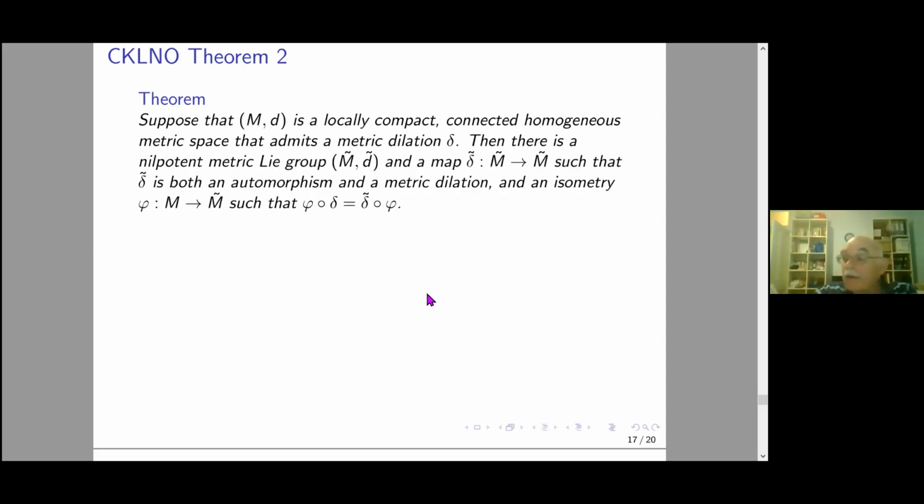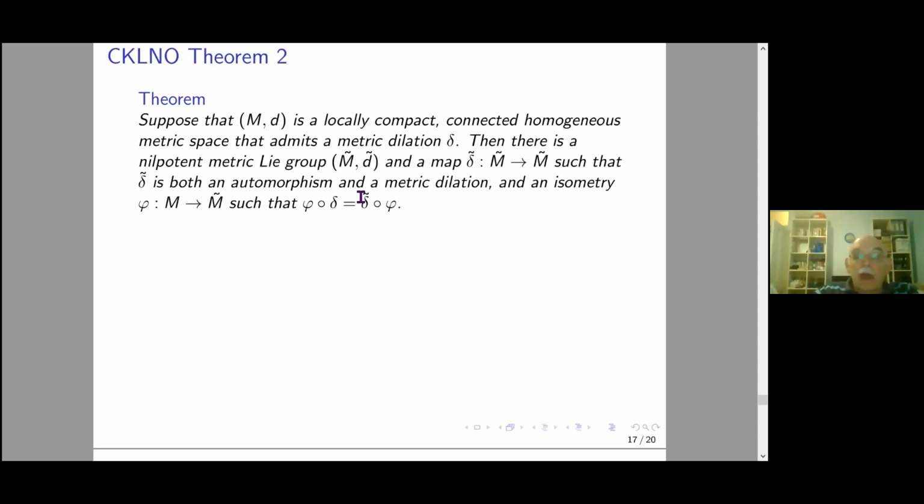And so here's the last theorem. And now if I take a locally homogeneous metric space. So I take a metric space that is homogeneous, so it looks the same from all points. And if it's got a metric dilation, then it turns out that actually there is a nilpotent metric group and a dilation on the nilpotent group, which is also a group isomorphism and a metric dilation. And these are essentially the same things.